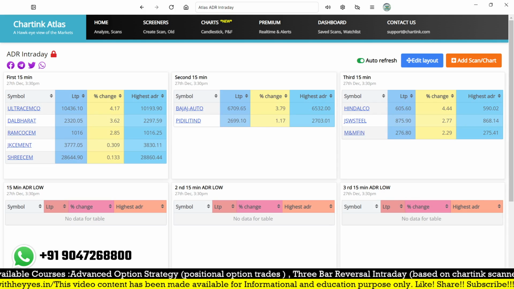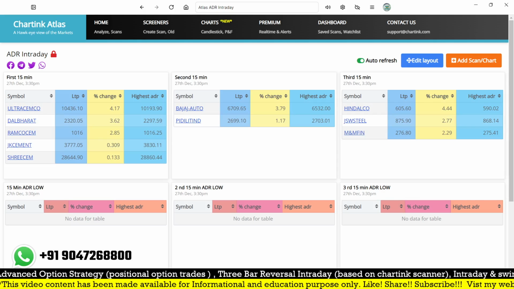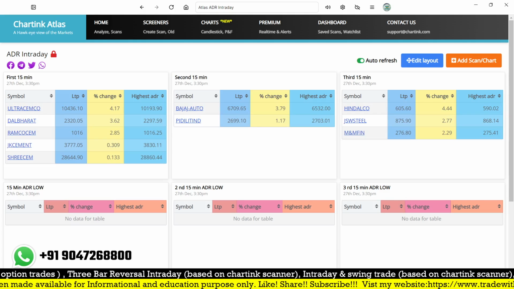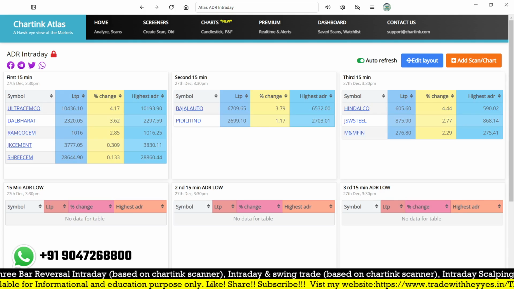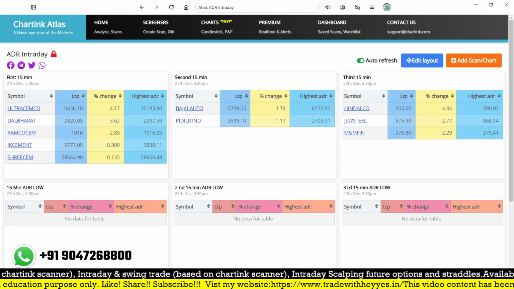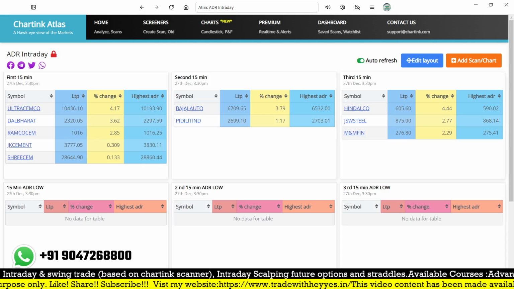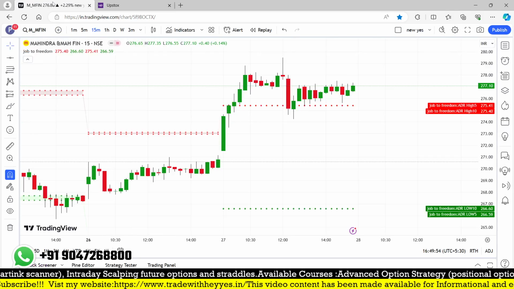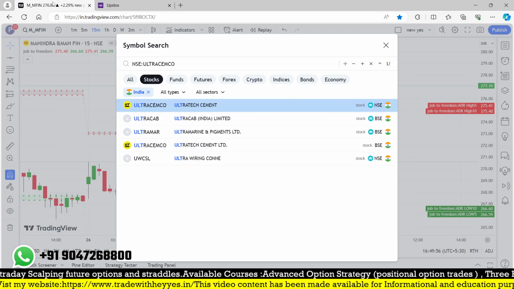In the second 15 minutes, we have some stocks like Bajaj Auto, Pidilite. And the third 15 minutes, Hindalco, Jindal, JSW, M&M Finance. So these are all the stocks which came into our ADR scanner. Let me go check Ultratech. I saw Ultratech in the morning, the first candle itself broke that level, Ultratech Cement.